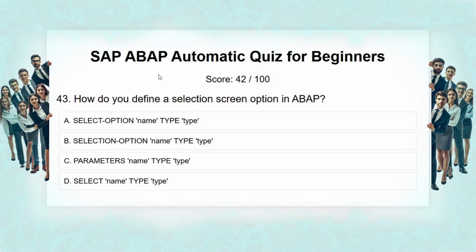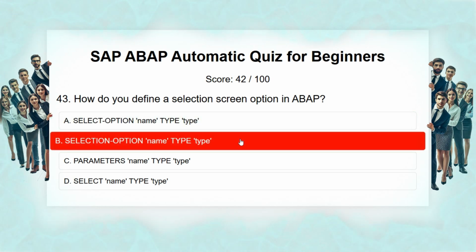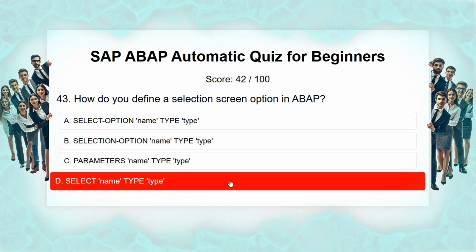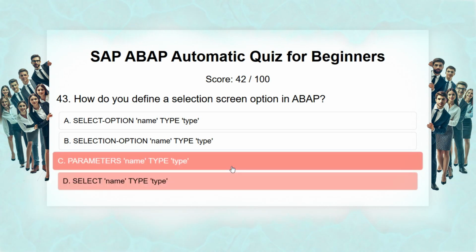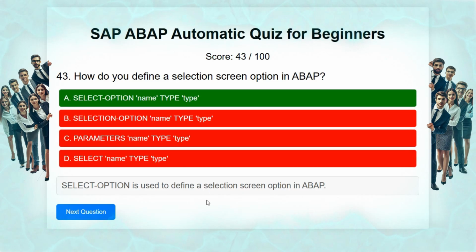43. How do you define a selection screen option in ABAP? A. Select option name type. B. Selection option name type. C. Parameters name type. D. Select name type. Correct answer. Select option is used to define a selection screen option in ABAP.